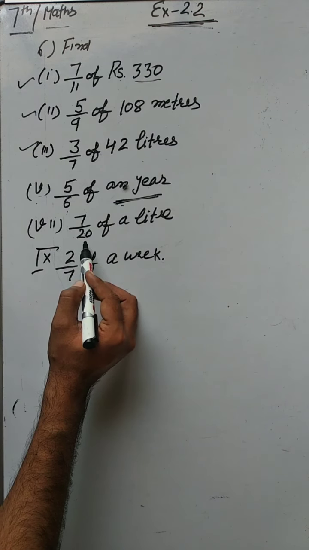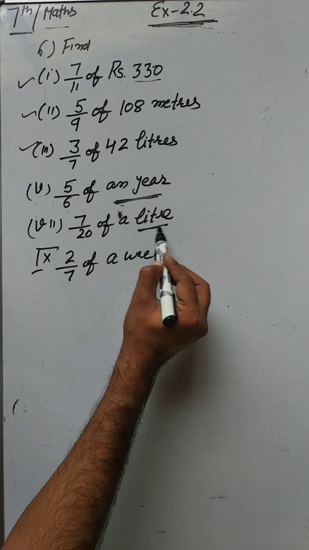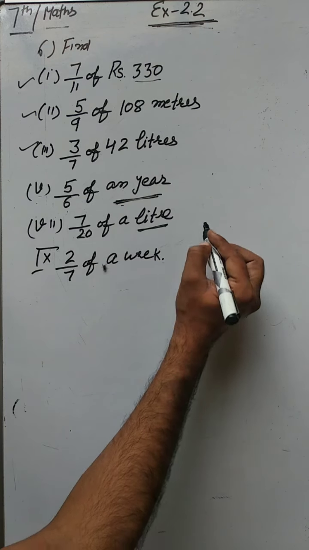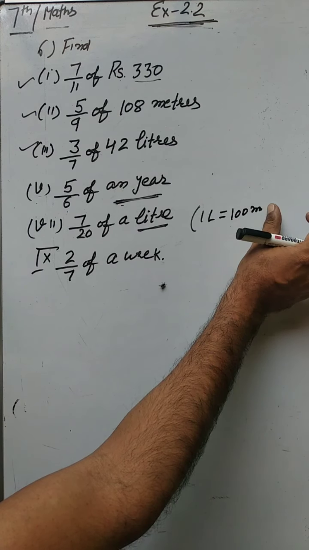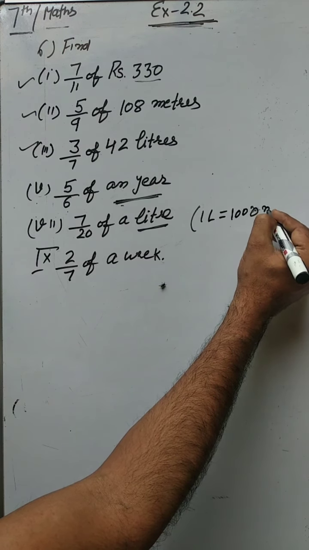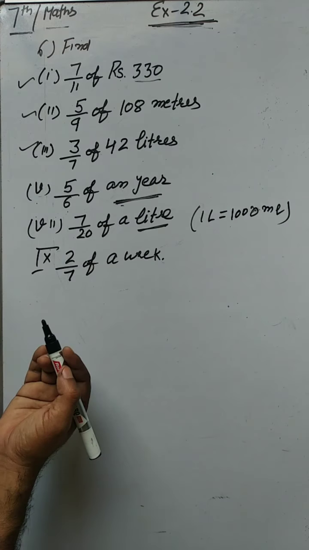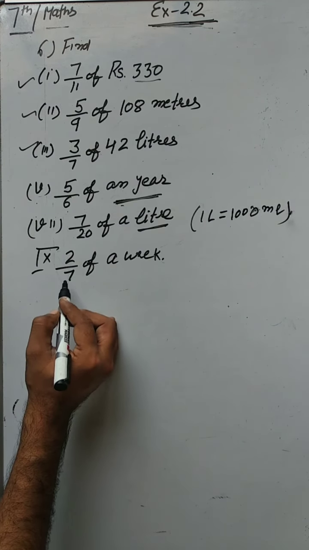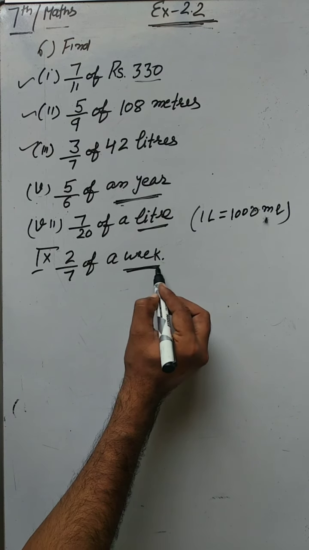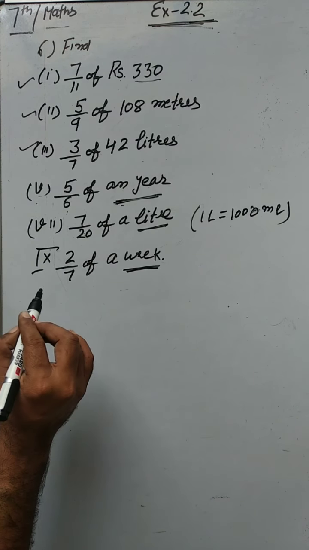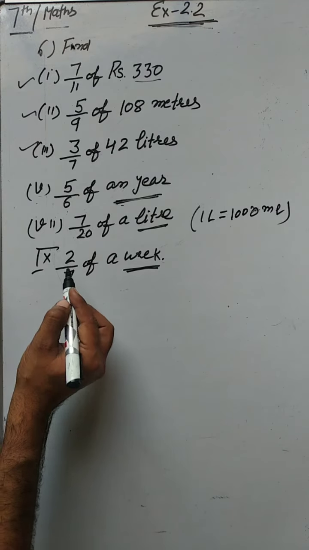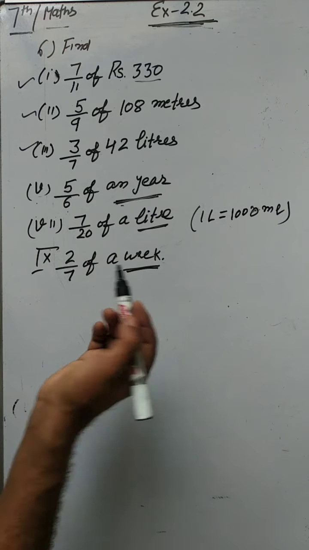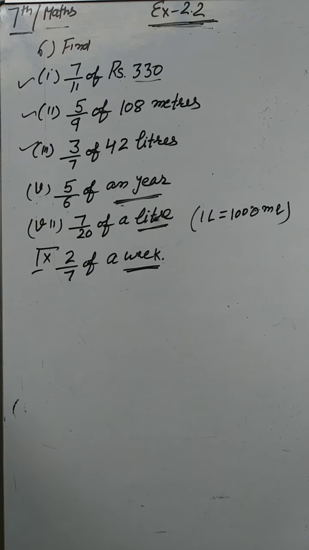Next beta, 7/20 of a liter. Now here you will change liter into milliliter. You know 1 liter is equal to 1000 milliliter. Then multiply with 7/20. Next beta, 2/7 of a week. Now here you have to change week into days. You know 1 week has 7 days. So it will be very simple. 2/7 multiplied by 7 will be 2. Understood? I hope you can easily solve these questions. Clear beta?